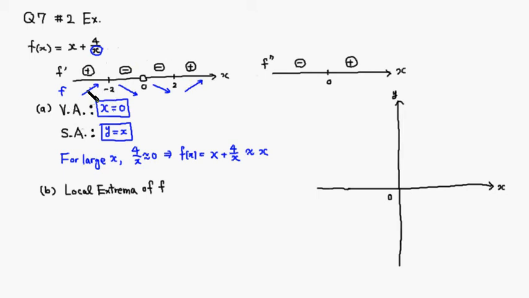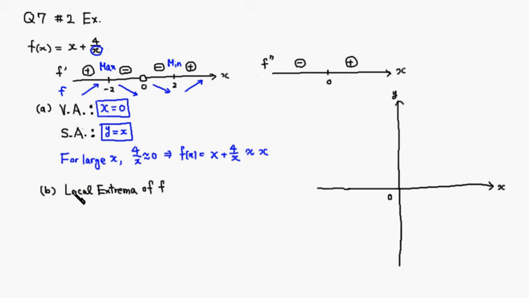Which indicates that at negative 2, we will have a local maximum. At 0, nothing happens. The function is not even defined at 0. But at x equals 2, since the decreasing turns into increasing, we have a local minimum at x equals 2. So let's write that.